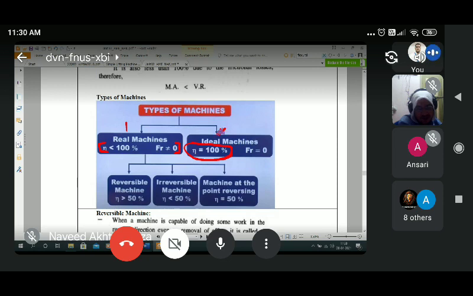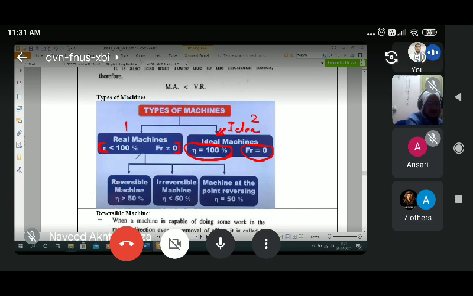So what is the definition of an ideal machine? If the machine has an efficiency equal to 100% and there is no friction between the surfaces, then only will we get 100% efficiency, and that is called an ideal machine. In nature there is no such exact ideal machine. There is always some opposing force, so the efficiency is less than 100%.